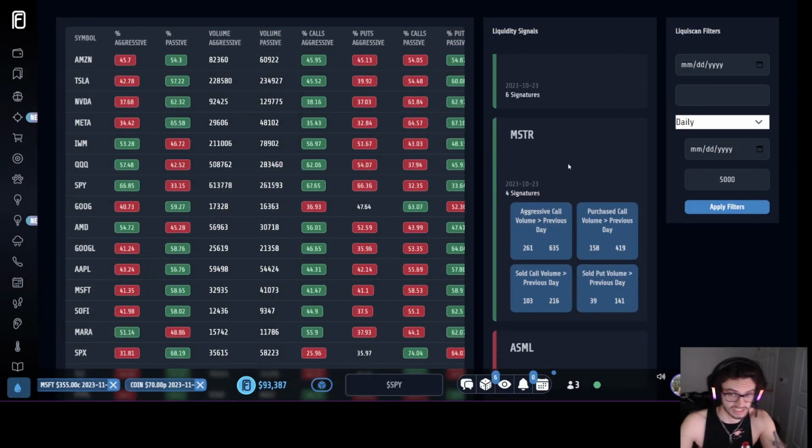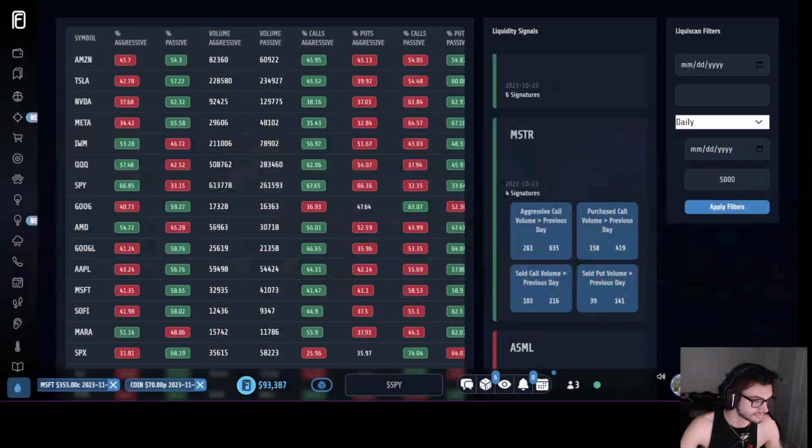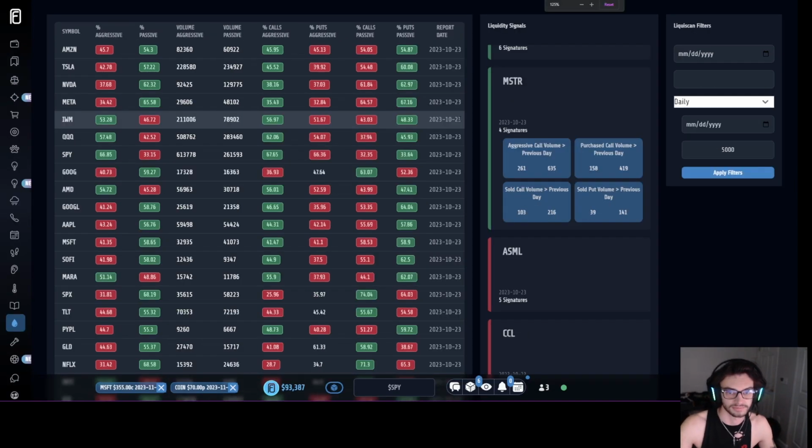But again, MSTR here, same thing. Crypto's going on a rampage over the last 6 or 8 hours. And we can see that today we saw a bunch of aggressive call volume hitting the tape, almost a 3x increase. The purchased call volume, almost a 4x increase. We see some sold call volume, but not as much as the purchased. And sold put volume up almost 5x. So that's obviously a very bullish indication. And of course, this is market wide. So anything and everything that you want, you will find it here.